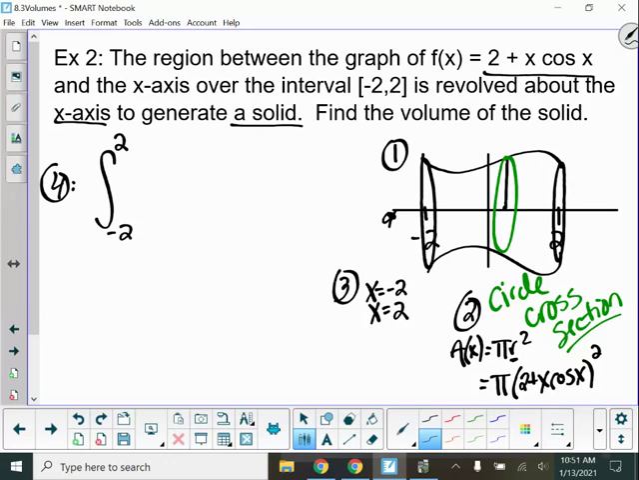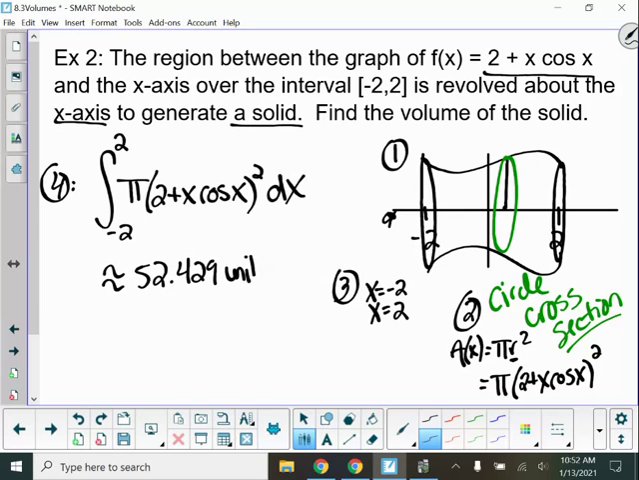So I have pi times my r squared. This is not something you can integrate by hand. The x cosine x does pose a problem with that. So you would want to use the graphing calculator. I'm not going to pull up the calculator and go through that, but if you do need some help going through that math, please let me know. But when you do this on the calculator, you actually get 52.429 units cubed. It doesn't say meters like in the previous one. This one does not say anything about that. So this one is units cubed.